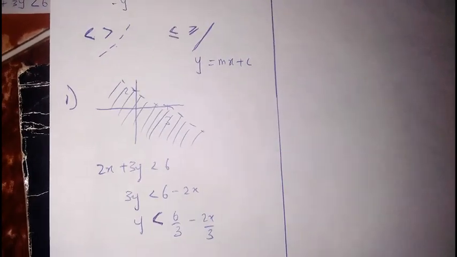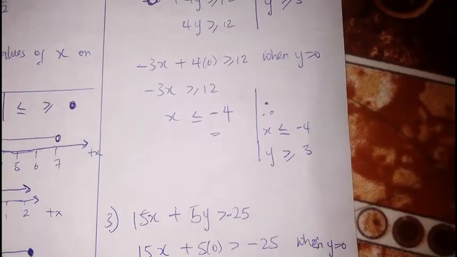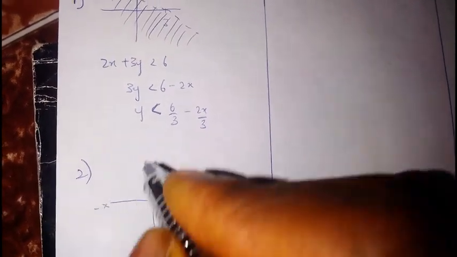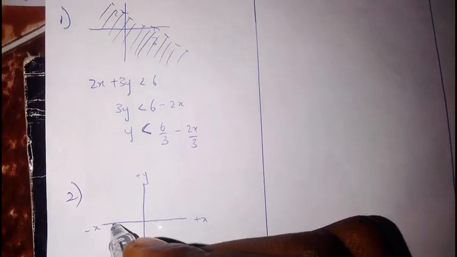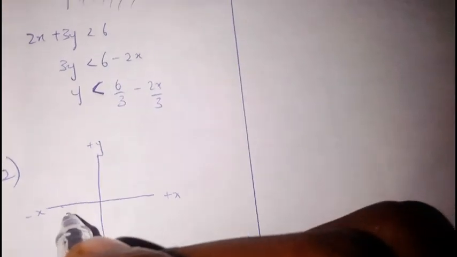Number 2, my x is minus 4. My y is plus 3. Let's see. This is my positive x. Remember, this is my negative x. This is my positive y, my negative y. x is minus 4 and y is plus 3. So this becomes what?